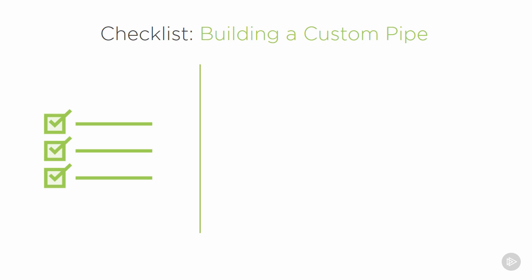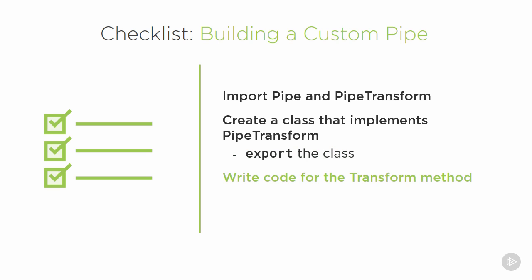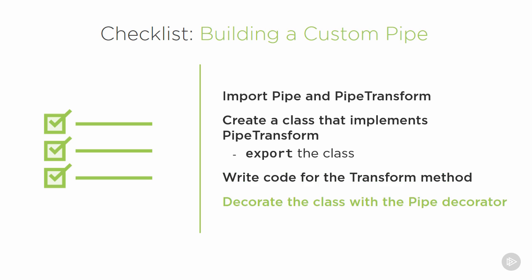To build a custom pipe, import Pipe and PipeTransform. Create a class that implements the PipeTransform interface. This interface has one method, transform. Be sure to export the class so the pipe can be imported from other components. Write code in the transform method to perform the needed transformation, and decorate the class with the Pipe decorator.